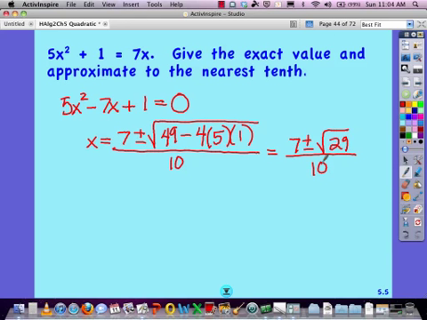The square root of 29 is not a nice number, so we can't break that down. 7 and 10, there's no reducing. So this is our exact value, and then you would just go to your calculator and make sure you do both parts. 7 plus the square root of 29 divided by 10, and then 7 minus the square root of 29 divided by 10. It will not always be the same plus and minus number, so you could get two different solutions along the way. So do that to approximate to the nearest tenth, and you're done.